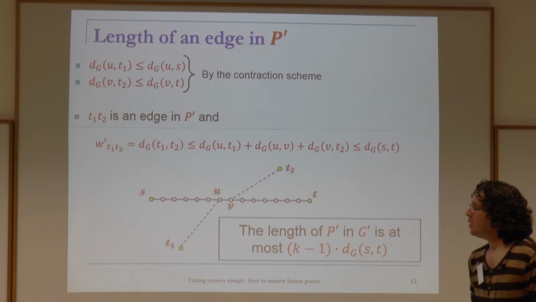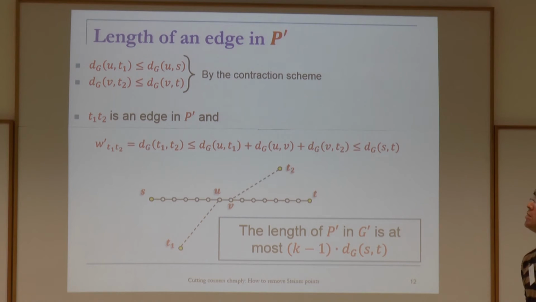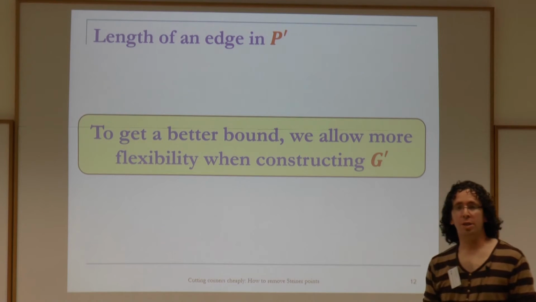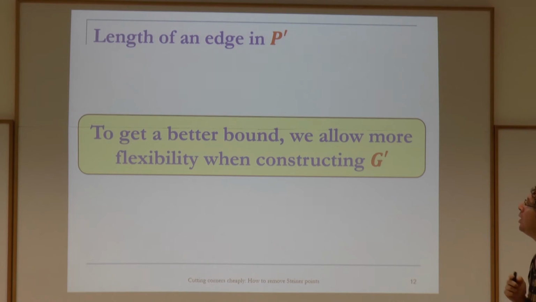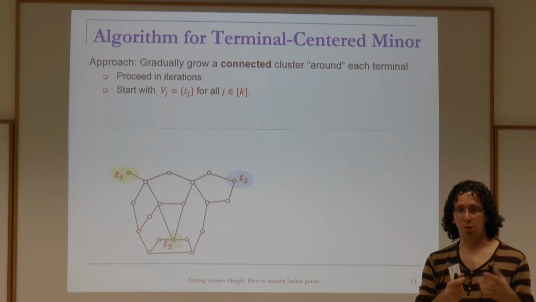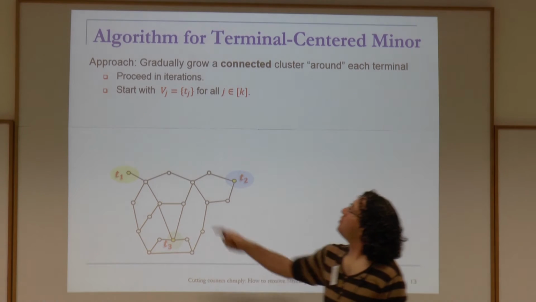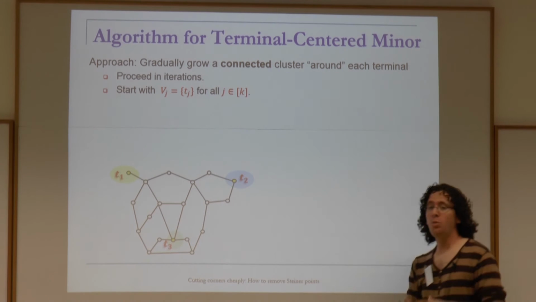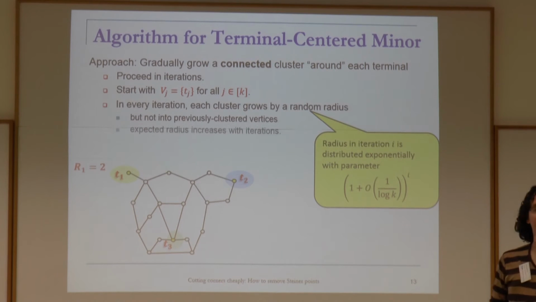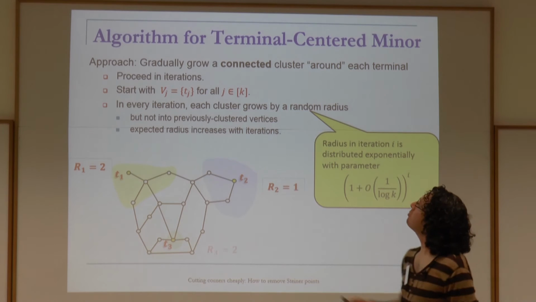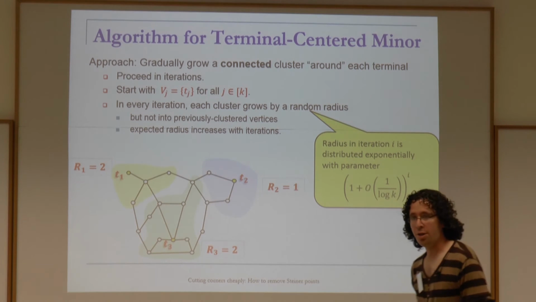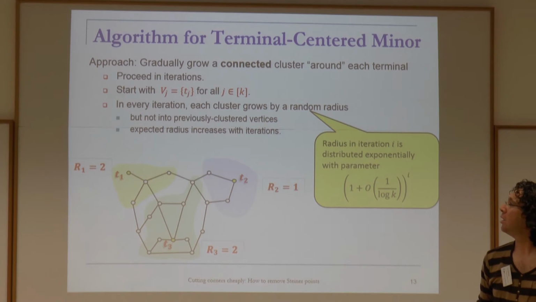So this idea holds some of the ideas in our result, but we need to allow more flexibility in order to get a better upper bound. So what we do is we grow these connected components gradually. We don't do it at once. We start with Vj being only the respective terminal, and then we start growing them gradually. In every iteration of the algorithm, we pick a random radius and create a connected cluster around the terminal.